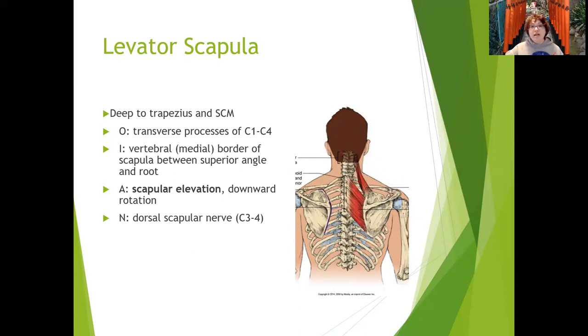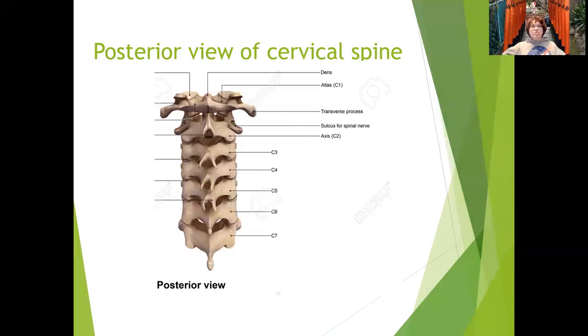So the levator scapula, interestingly enough, attaches to the transverse processes of C1 through C4. So here's our cervical spine. The transverse process is out on the corners, basically, of the vertebrae, C1 through C5. If you have a tight levator scapula, that can have consequences on your cervical spine. And actually, some cervicogenic headaches are caused by tight levator scapula.